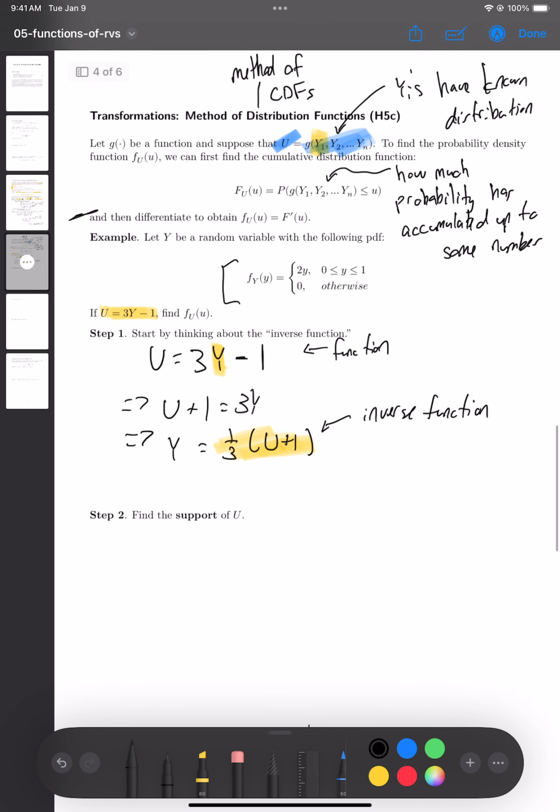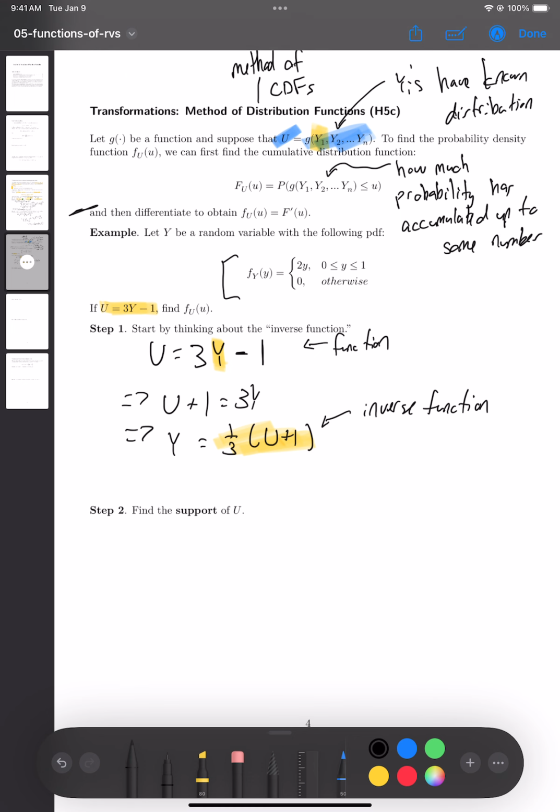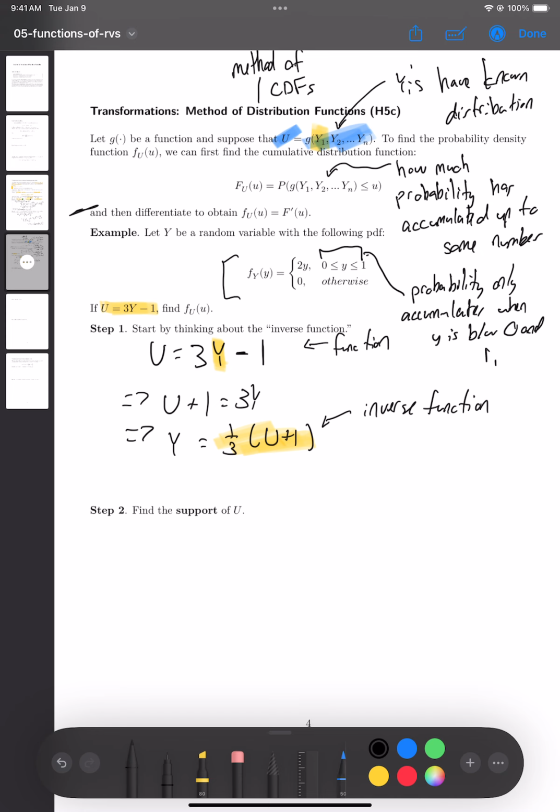Okay, step 2 is to then find the support of u. The first thing we're going to take note of is that the support of y is between 0 and 1. What this means is that probability only accumulates when y is between 0 and 1. And so we have the support of y. We want the support of u. Again, for y, support is given in the problem.